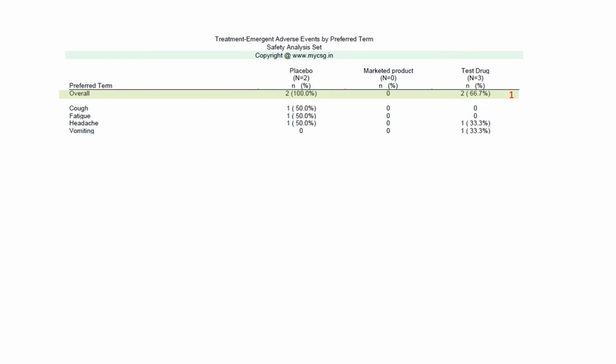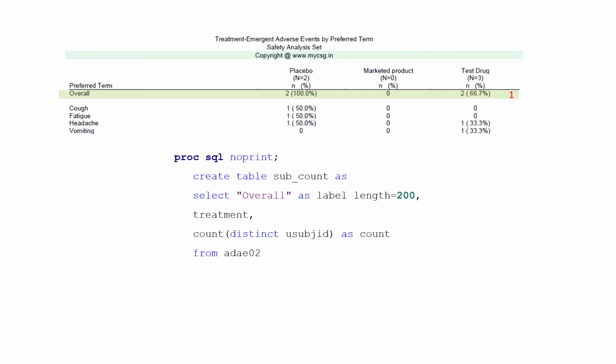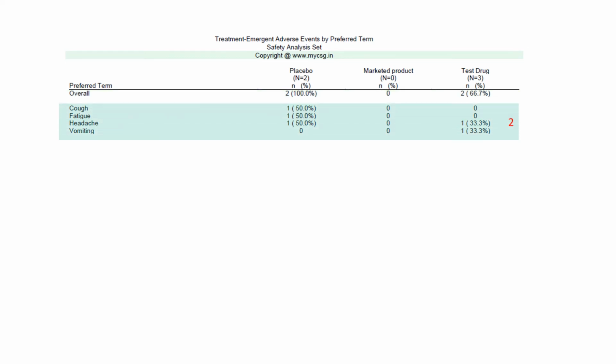We then get the summary statistics required for the table body. We can get the count for the first section by grouping the counts at treatment level. We can get these counts using a procedure like PROC FREQ or PROC SQL. We then get the counts for the second section by grouping the counts at treatment and preferred term level. We can get these counts using a procedure like PROC FREQ or PROC SQL.